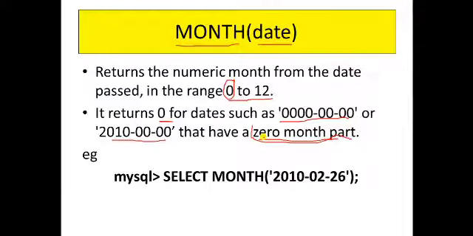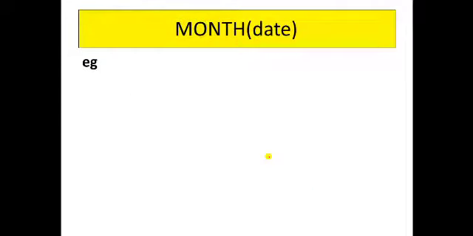So select month of 2010-02-26. What is the month part in this? 02, the second month, February. It will not return the string value. It will return the numeric value. The month function will return the numeric month, so 2 it will return. Hope it is clear. Now let us see with reference to the table.